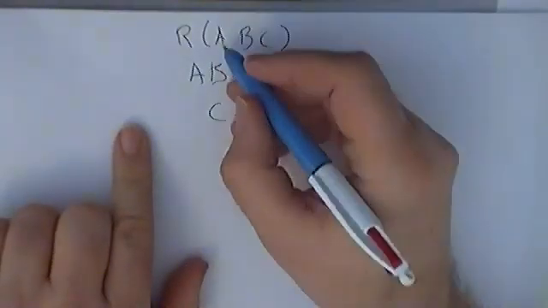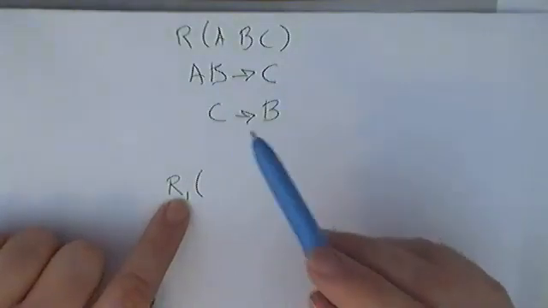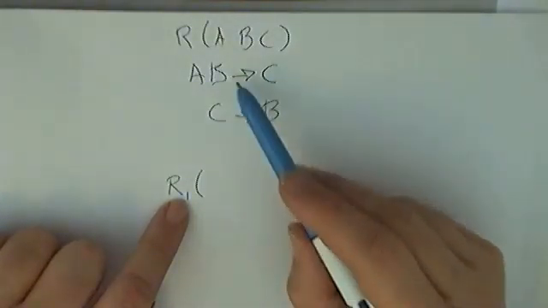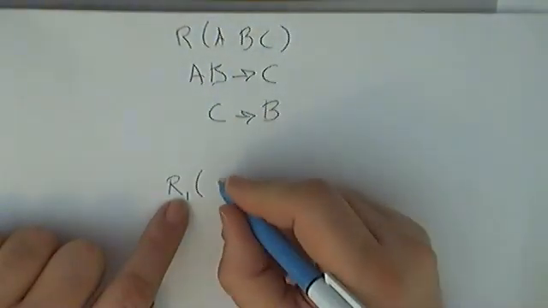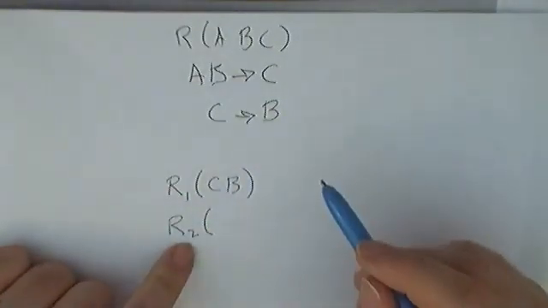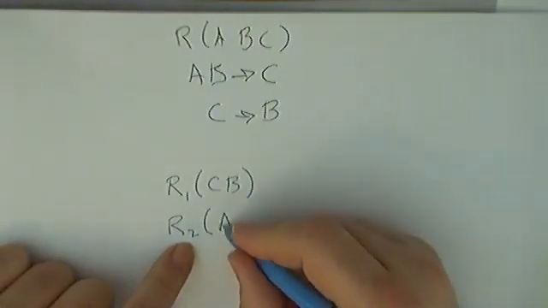So what we're going to split it into is R1, which is going to be X union Y. So what are the attributes in R1 going to be? We're splitting this thing. Because this is a violator, we're going to split this. So what are they? CB. Okay. And then what are the attributes in R2? AB. You guys got it.